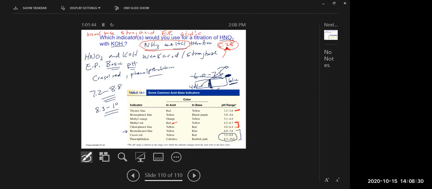A very good way to pick, if you have the choice of any indicator on the shelf, is to calculate what the theoretical pH should be at the equivalence point, and then choose an appropriate indicator based on that theoretical pH. Any questions on indicators or how to choose a proper indicator? Questions on titrations at all, or anything we've been talking about today?